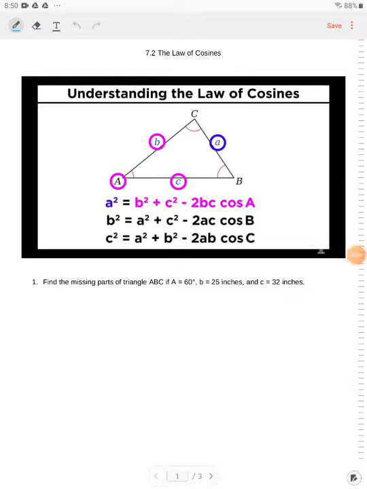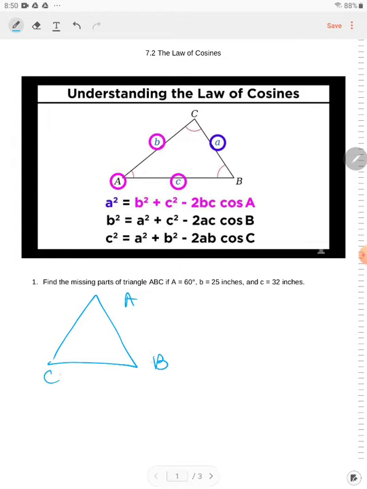We have another law to be able to find the sides and angles of a triangle that is acute or obtuse, and it's called the law of cosines. So we want to find the missing parts of triangle ABC if A is 60 degrees, B is 25 inches, and C is 32 inches. First, we will draw a picture.